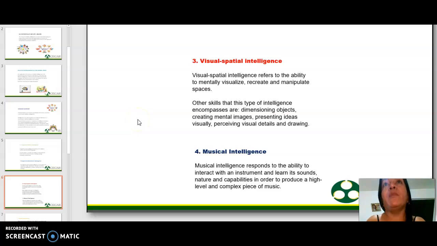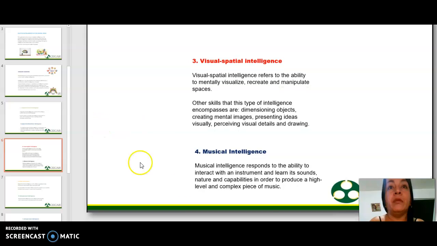3. Visual spatial intelligence. Visual spatial intelligence refers to the ability to mentally visualize, recreate, and manipulate spaces. Other skills that this type of intelligence encompasses are dimension, objects, creating mental images, presenting ideas, visualizing, noticing visual details, and drawing.